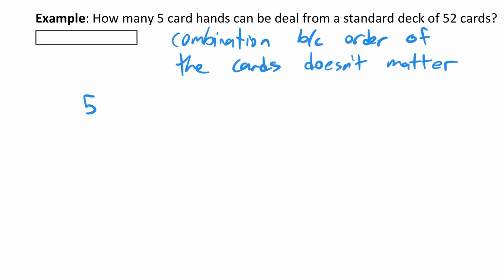Well, there's 52 cards in a deck of cards, and you're going to choose, or you're going to combine 5 of them. Now, this is probably a calculator question. So if you type in 52C5, you should get 2598960.